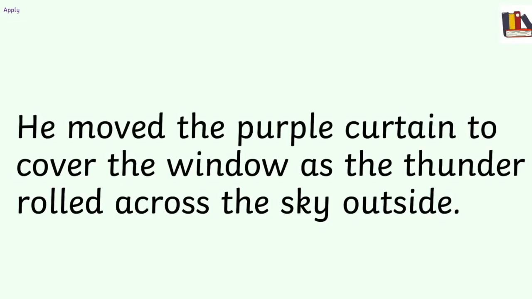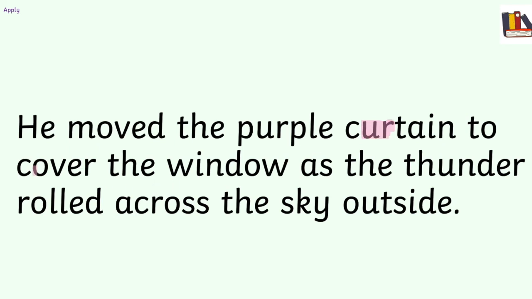Here we go then, let's read this together. He moved the purple curtain to cover the window as the thunder rolled across the sky outside. So altogether that's, he moved the purple curtain to cover the window as the thunder rolled across the sky outside. Let's have a look for these sounds then. So the first one we've got is in curtain. And notice that's a really clear sound spelled with that U-R spelling.